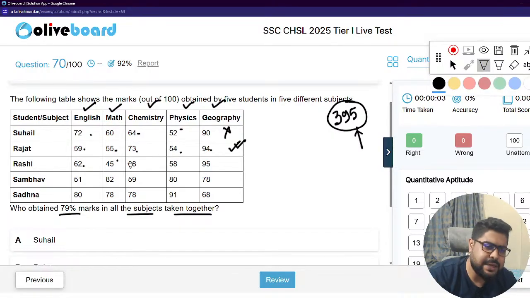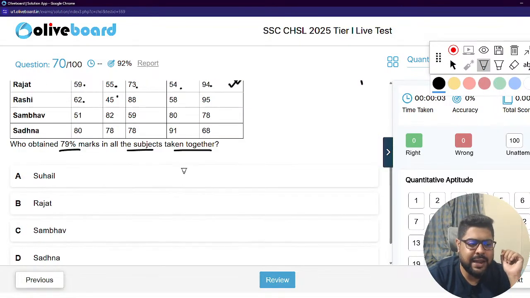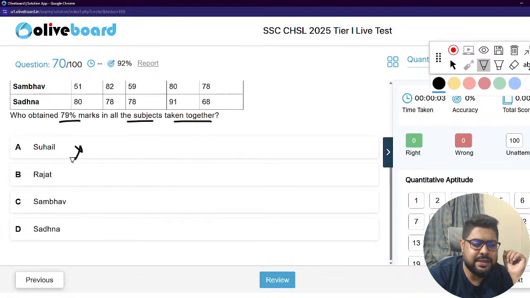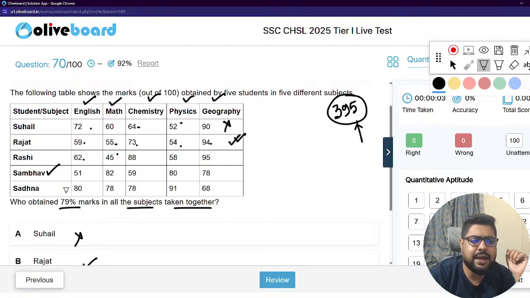Actually, honestly, what you will do now, you don't even need to check everyone. Just check the options. Suhail cannot be the answer. Rajat can be the answer. We will check Shambhav and we will check Sadhana. I don't need to check Rashi.